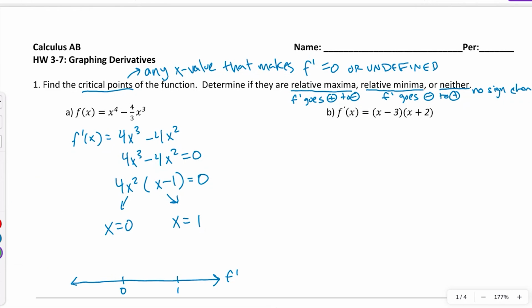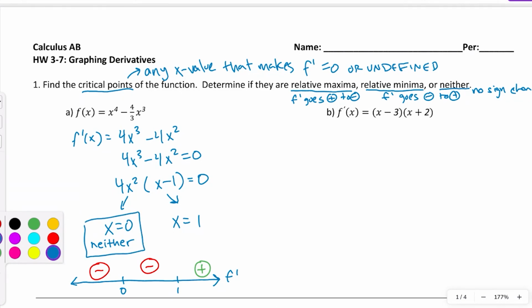Now, if I plug in a number like -5, the first interval will be negative. If I plug in a number like 0.5, 0.5 minus 1 is negative. However, if I plug in a number like 10, 10 minus 1 is positive. So at x equals 0, it is neither a max or a min because there is no sign change. And at x equals 1, since it's going from negative to positive, f will have a slope that's negative followed by a positive slope. Right here we've got a minimum value.